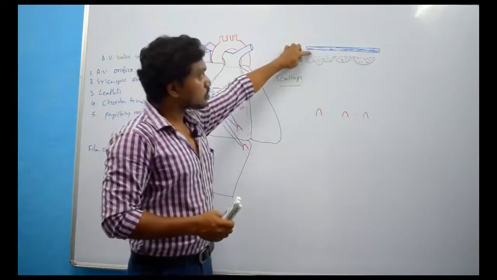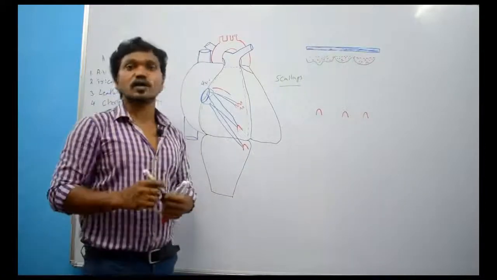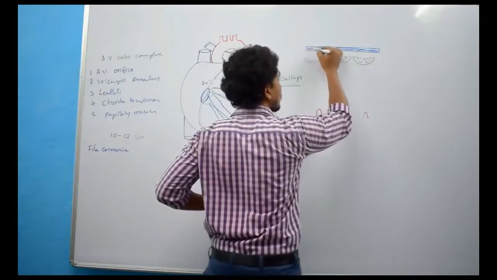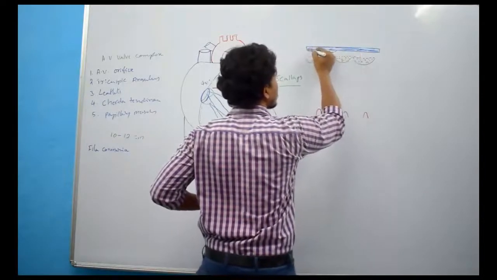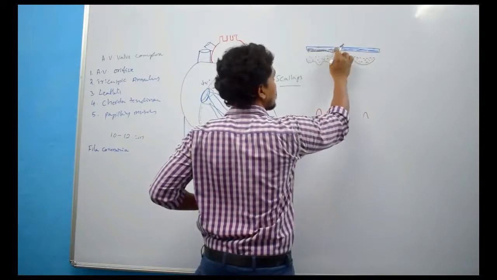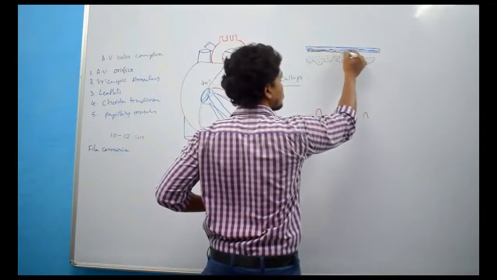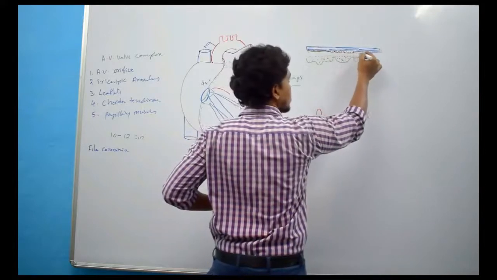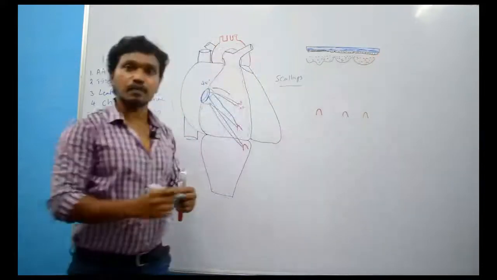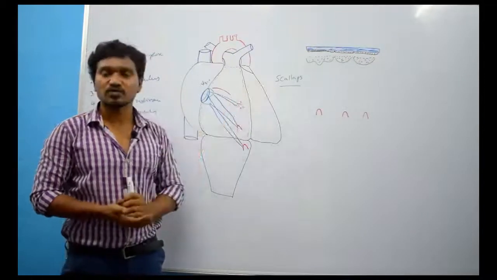Then towards the attachment, a thick and vascular zone will be there. This thick and vascular zone, we call the basal zone. This is the basal zone, which contains blood vessels to supply the basal zone. That's why we are calling it a vascular zone.